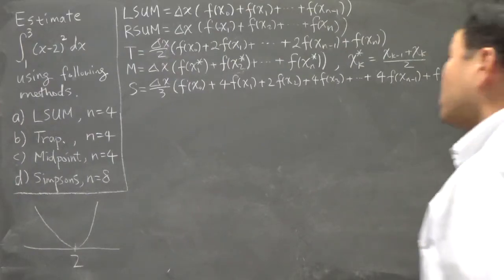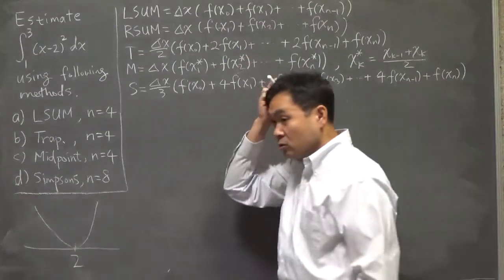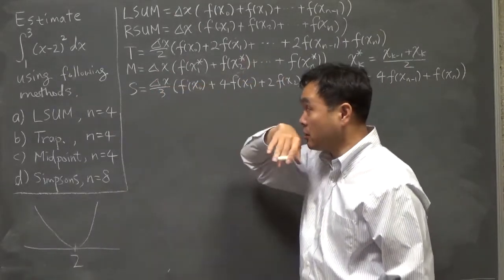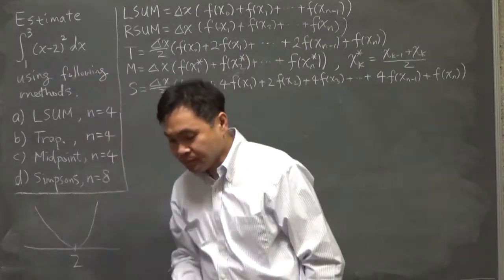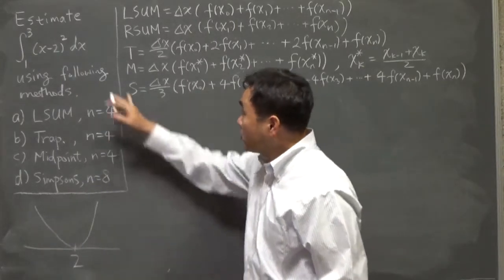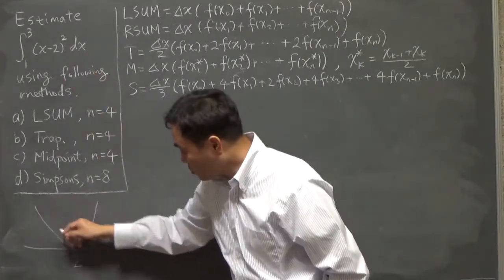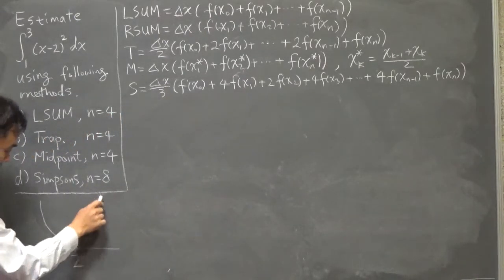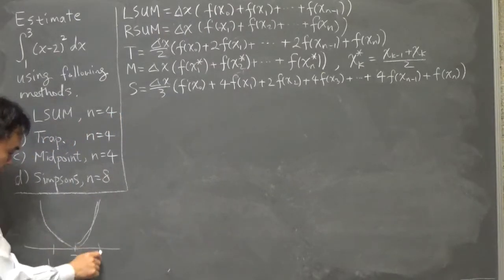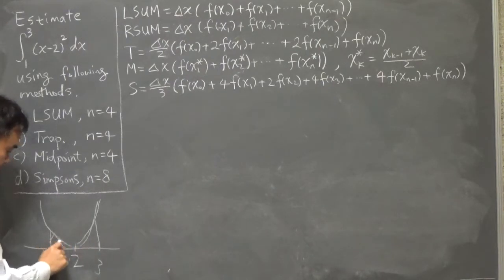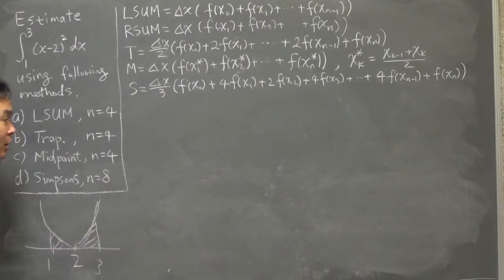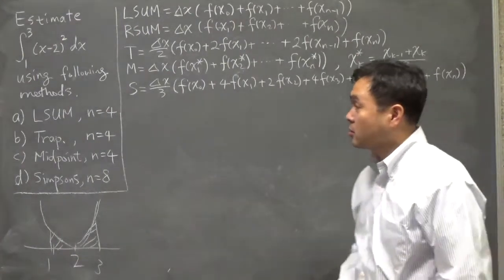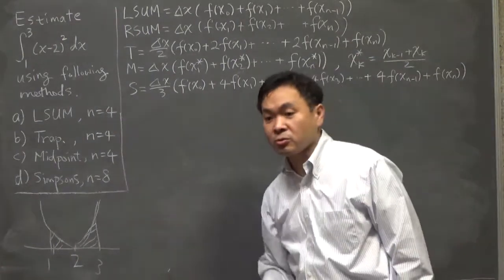We learned these formulas, and now let's try to use these approximation methods to actually estimate this definite integral. Now, this x minus 2 squared is this graph, and you're trying to have the area from 1 to 3. This is the area in question we want to approximate.